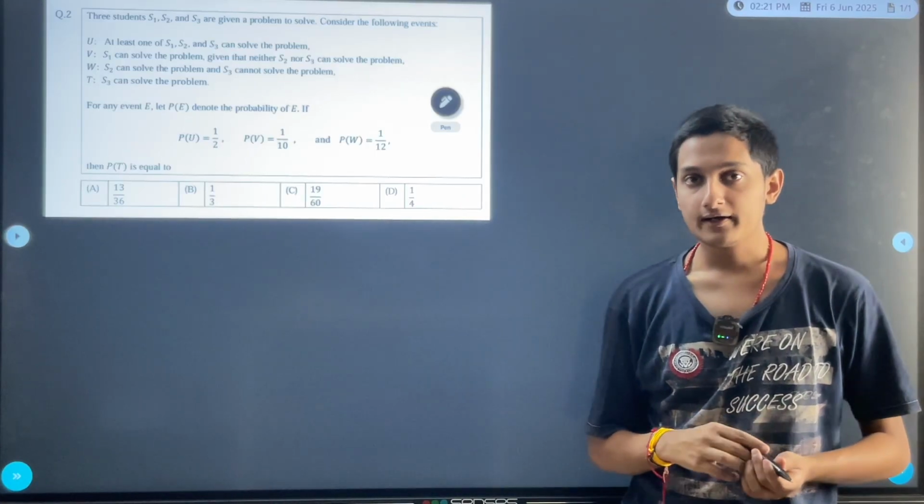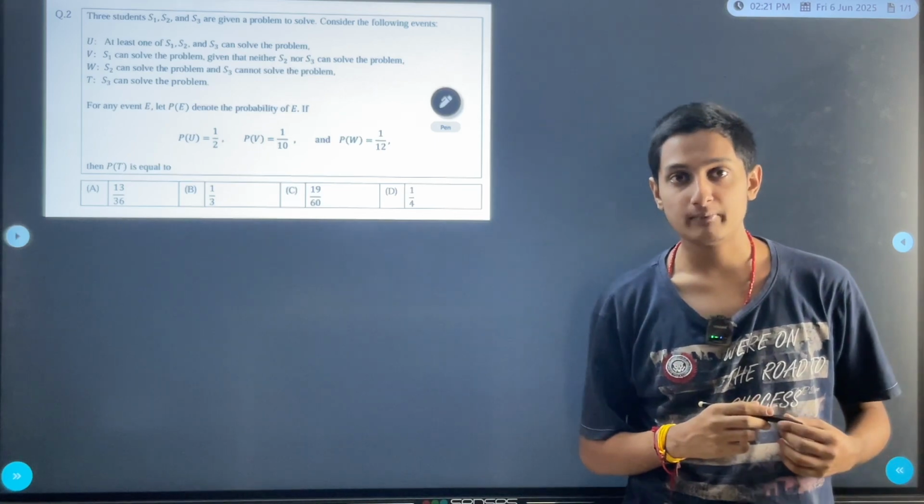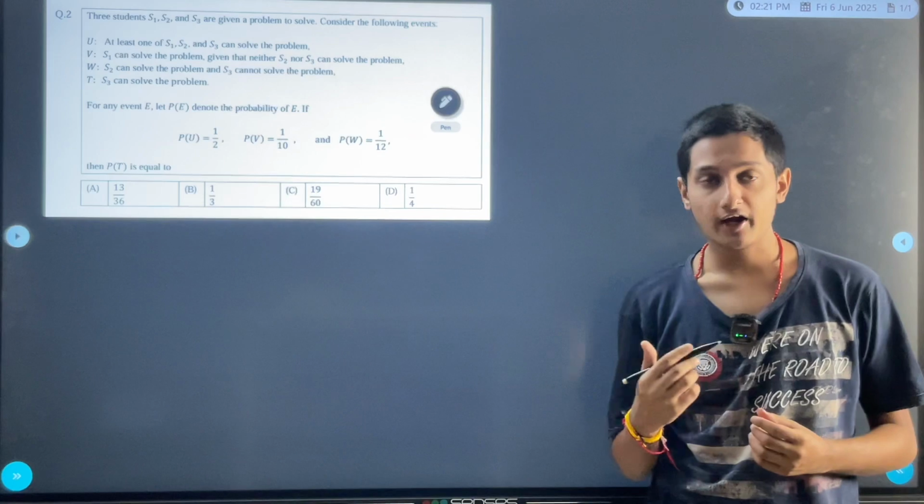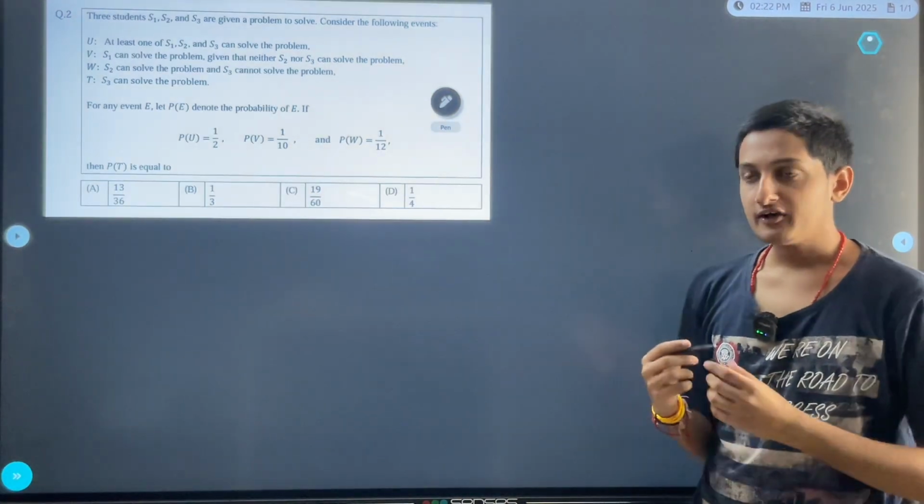Today we'll be looking at how to solve this probability question from JEE Advanced 2025 maths paper. This is a very interesting question, so do give it a try before coming back for the solution. Alright, let's look at the question.